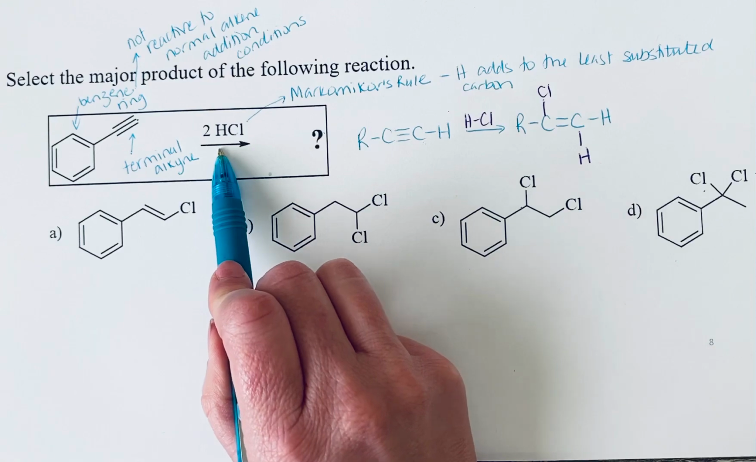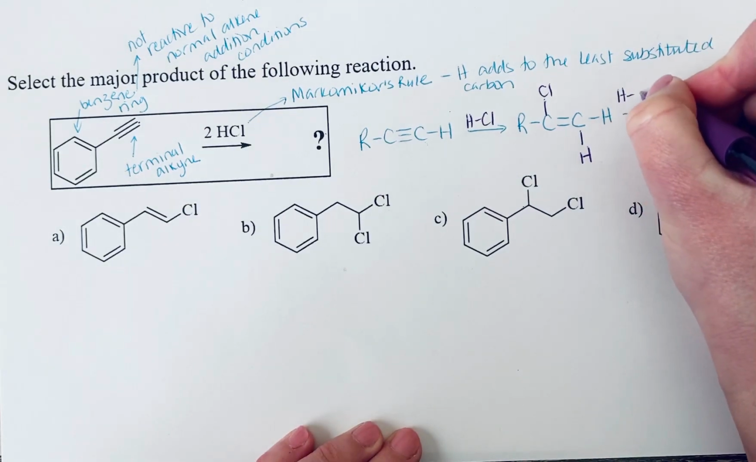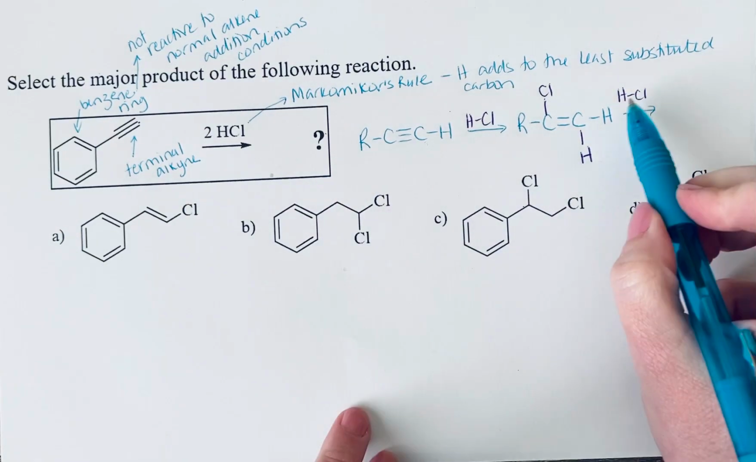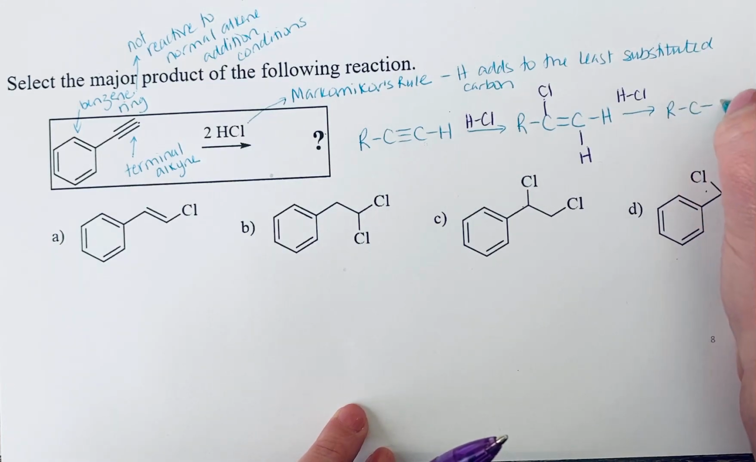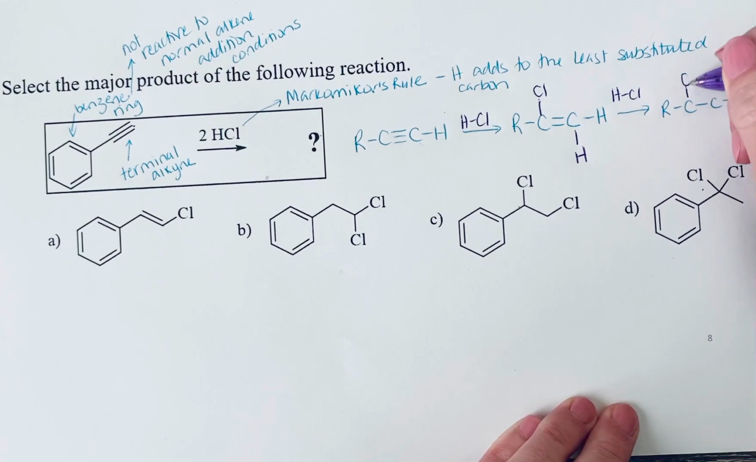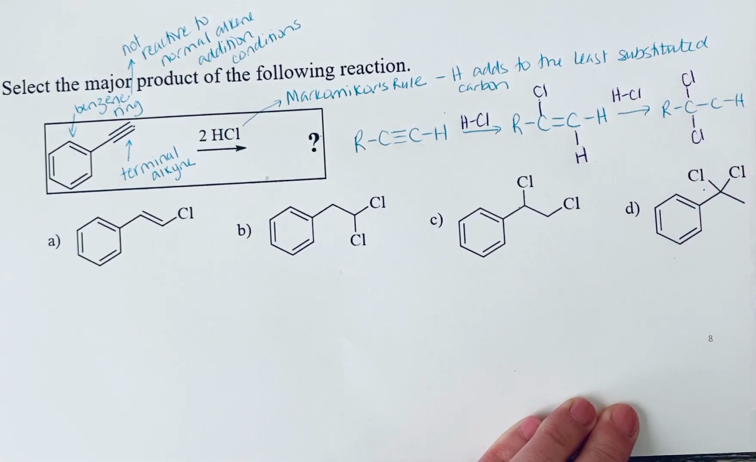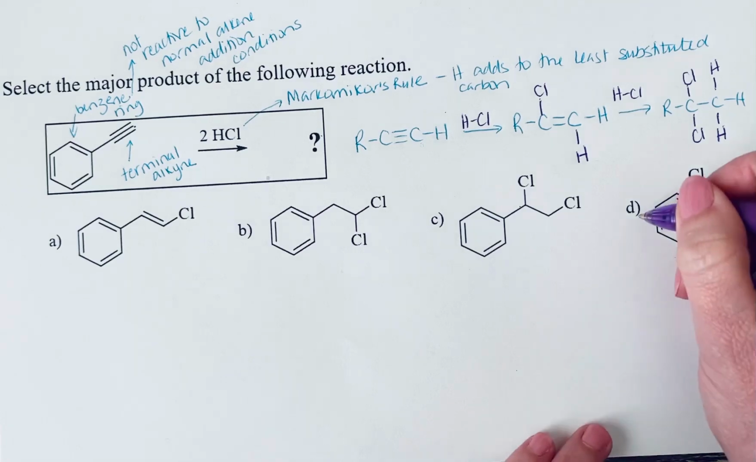Since we have a second equivalent of hydrochloric acid, the reaction will continue. And the second equivalent will add also with Markovnikov selectivity. So overall, we will end up with 2 chlorine atoms attached to the interior carbon and 2 hydrogens that have added to the terminal carbon, which is the structure shown in answer D.